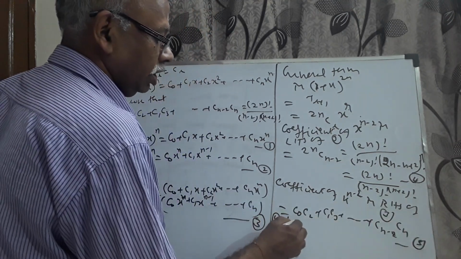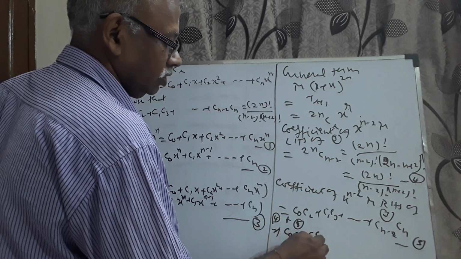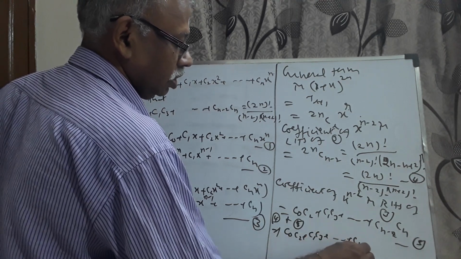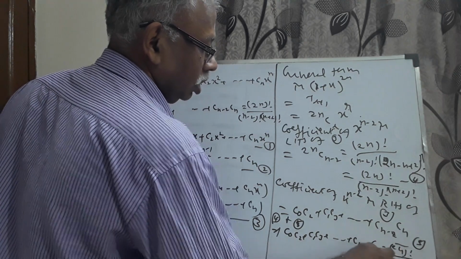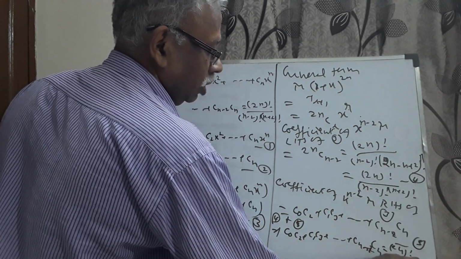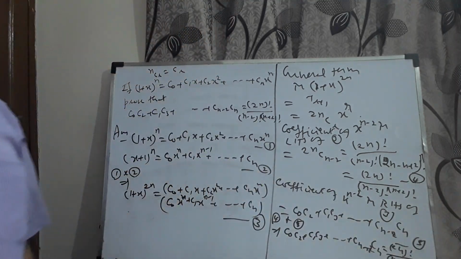Then 4 and 5 will automatically imply c0 c2 + c1 c3 + etc etc + c(n-2) cn is equal to 2n factorial divided by (n-2) factorial into (n+2) factorial. Let me just explain the whole lot quickly.